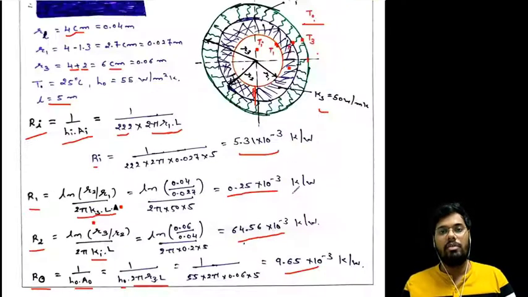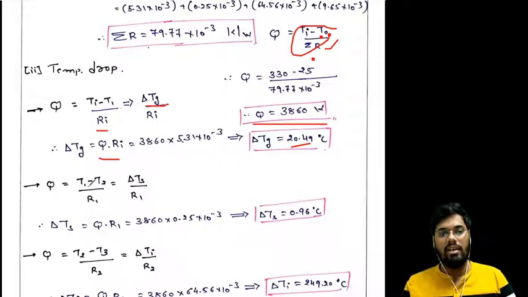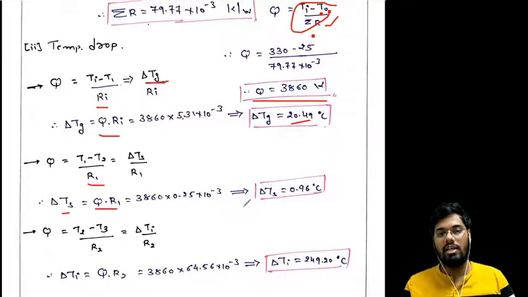Now between the inner surface and the outer surface of the cylinder, it would be between T1 and T2. Between T1 and T2, there would be only one resistance, which is R1. So if I write T1 minus T2, there would be only R1. It is the temperature drop within the steel tube, so let's denote it as delta Ts, which would be Q into R1. The values of Q and R1 are known to us, so we can find delta Ts.